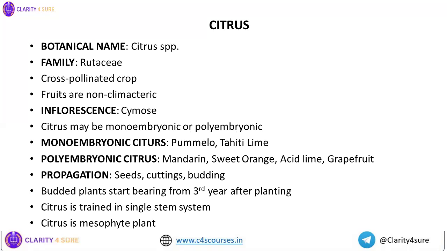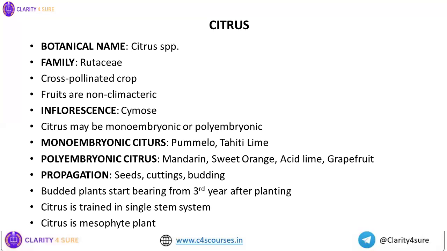So what is the difference between monoembryonic and polyembryonic? In case of monoembryonic fruit crops, a single seedling emerges from a single seed, whereas in polyembryonic fruit crops, multiple seedlings germinate from a single seed. So in polyembryonic fruits, some of the seedlings will be zygotic seedlings and others will be nucellar seedlings.